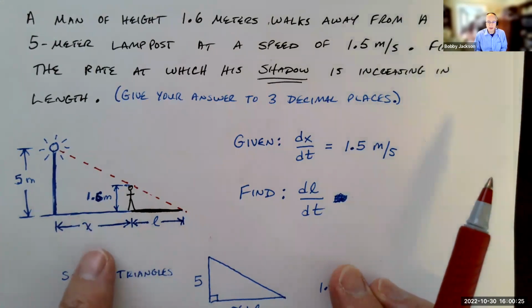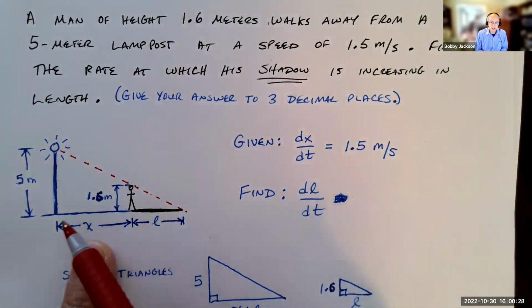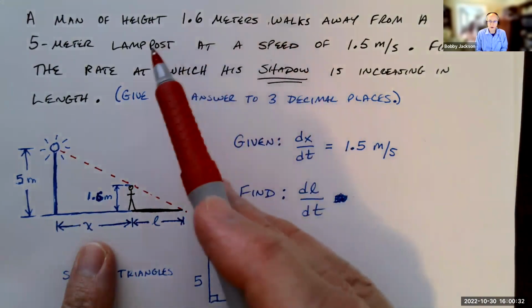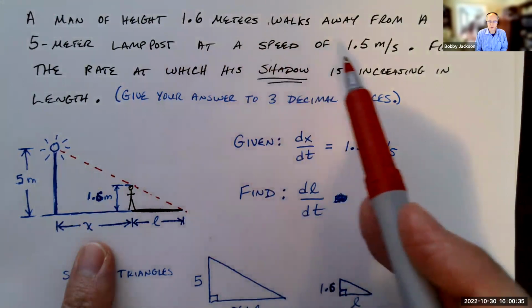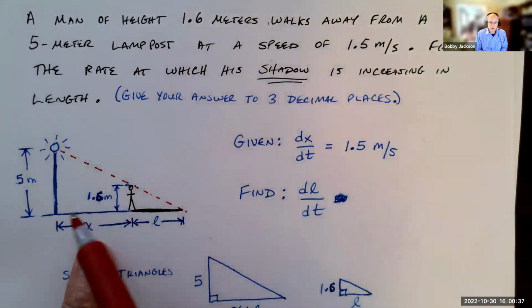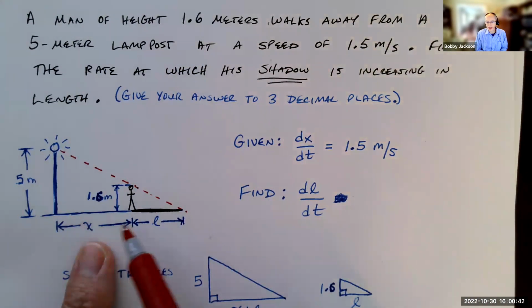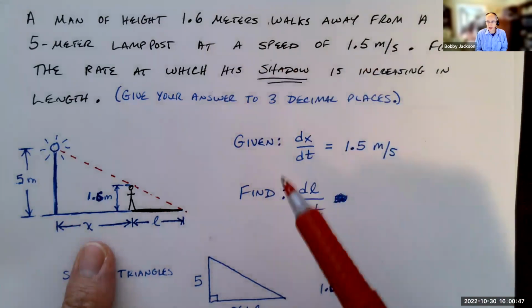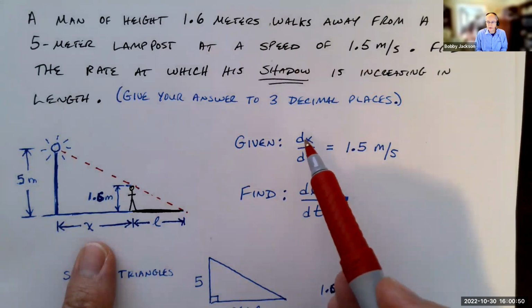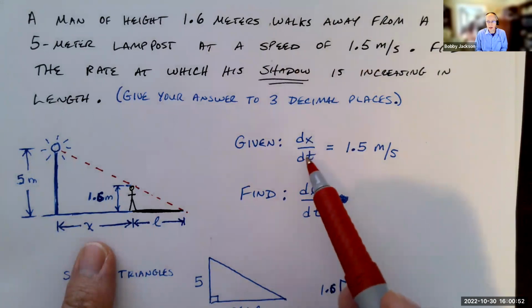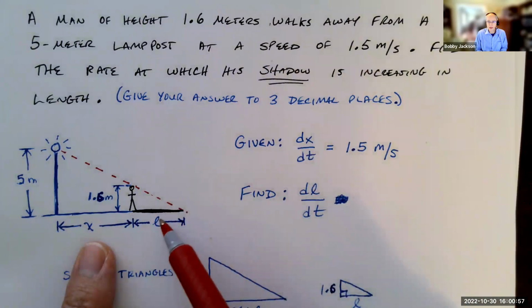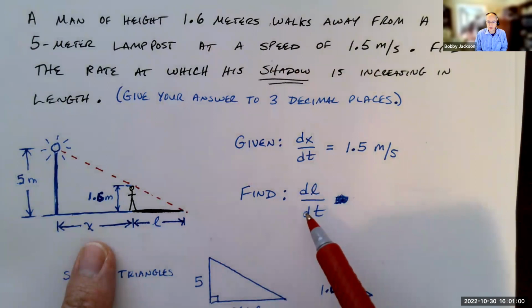The other quantity I need to label is the distance the man is from the pole. Why is that? Because I'm told that the man is walking away from the lamppost at a speed of 1.5 meters per second. So that distance from the man to the lamppost, which I'm calling X, we know the rate of change of that distance. In fact, the 1.5 meters per second is the rate of change of X with respect to time, dx/dt. There's the rate that we're given. And we're asked to find, of course, the rate that the shadow is changing, dL/dt.